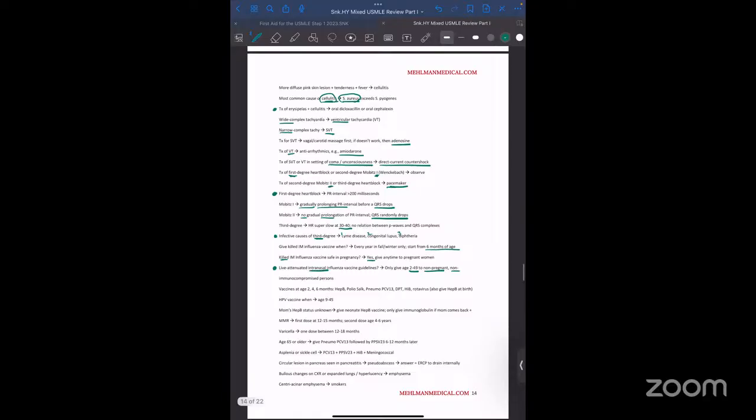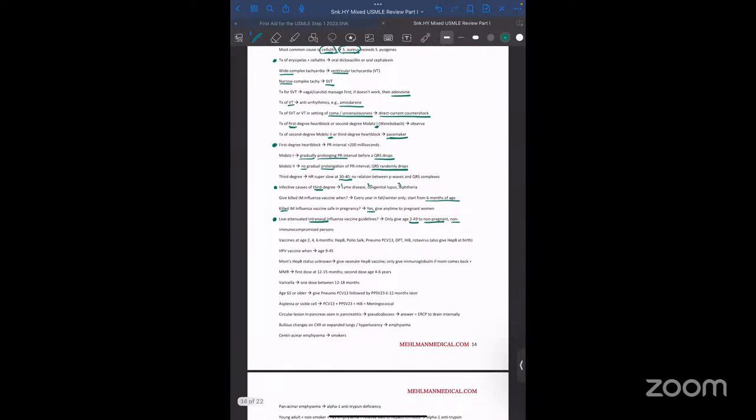Vaccines at age 2, 4, 6 months. Okay, now we move to vaccines. Hep B, polio, Salk version. No more PCV 13. I guess this is no longer given in the US. We have PCV 15. DPT, HIB, rotavirus. Also give Hep B at birth. So 2, 4, 6.